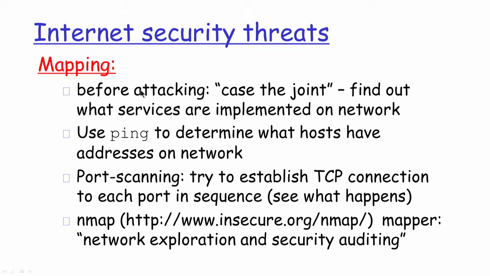So, what they first do is what is called casing the joint, where they find out what kind of services are implemented on the network. Then a typical command like ping will be made use of to determine what the hosts and addresses in the network are. Once they find out the address, they will try to find out what kind of ports are open. The way they do it is they try to establish a TCP connection to each port in sequence and see what happens.